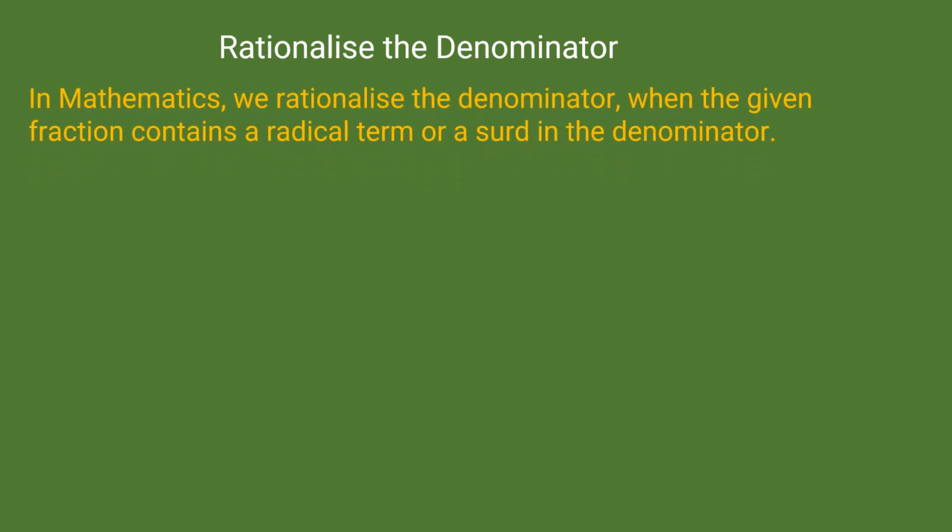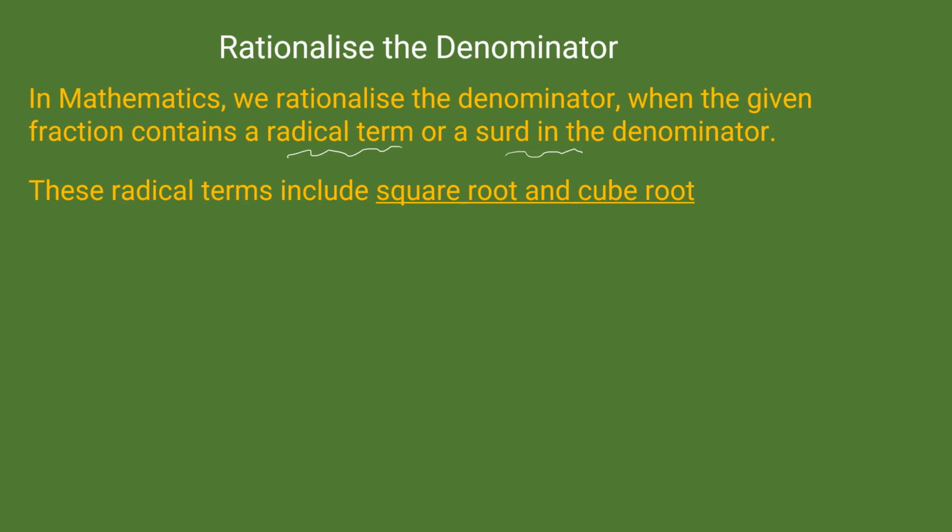In mathematics, sometimes we rationalize the denominator because the denominators are given in radical terms or surds. Sometimes the fraction which is given has the denominator in the form of a square root or a cube root. In the NCERT context, we are going to discuss only fractions whose denominators are in square root form.